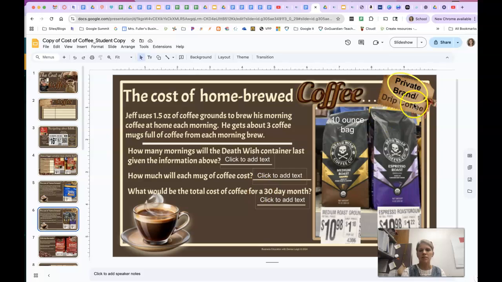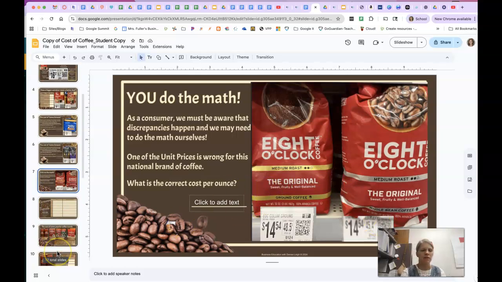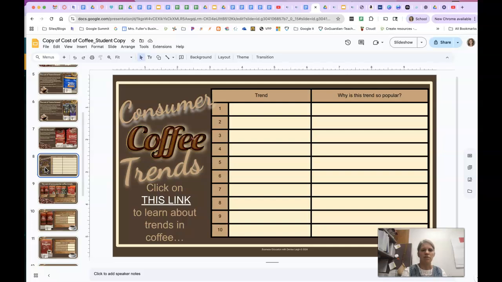Slide 6, very similar, different coffee, questions. Slide 7 is also the same here. And then we're coming to slide 8. So here is another one we're going to have to open a link.